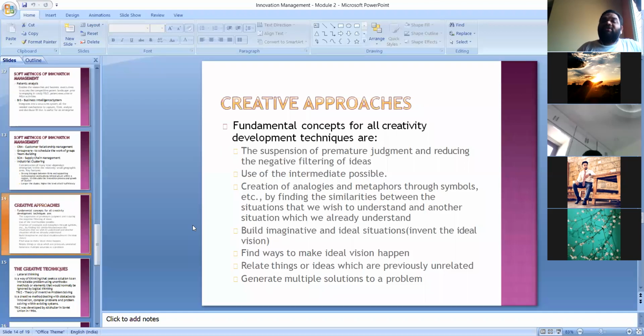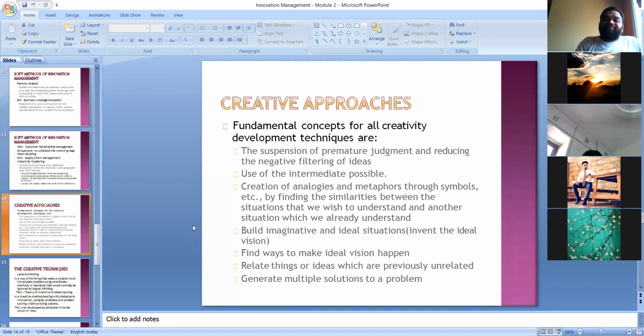Whatever new idea or creativity you have, you have to build some imaginations and create the ideal situations. What is going to happen after our implementation? That should be related to our ideal vision. And we should not put a full stop after the imagination; we have to find ways to make this ideal vision happen.